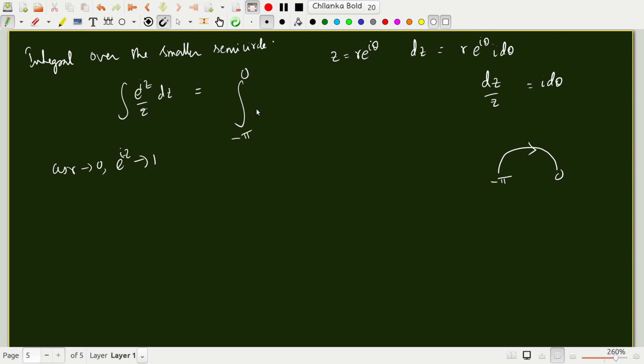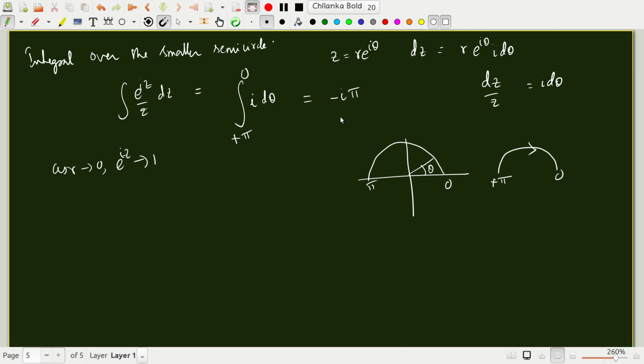Minus pi to 0 of i d theta is nothing but minus i pi. Sorry, theta is always measured with respect to the x-axis, so this is plus pi to 0, therefore you get minus i pi. Sorry for this confusion.